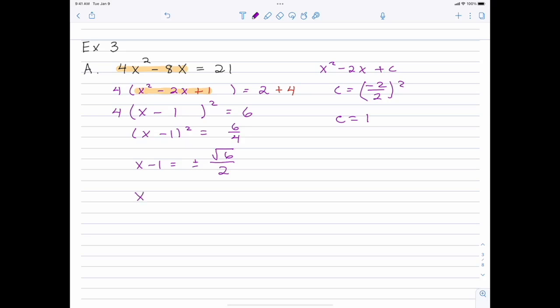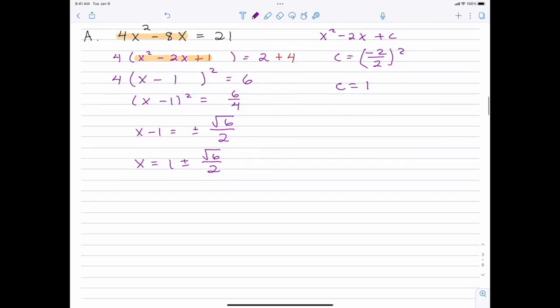So my final answer is this. Now, I'm okay with you just leaving it like this. We could write it as two things. We could say it's 1 plus the square root of 6 over 2 and 1 minus the square root of 6 over 2. But that really doesn't add anything to this. So we're going to keep it like that.